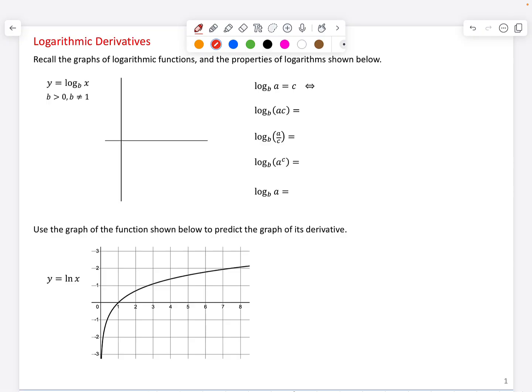Our first slide includes a review of the graphs of logarithmic functions, as well as some very important log properties that we will be using throughout this lecture. Recall the graphs of logarithmic functions and the properties of logarithms shown below.